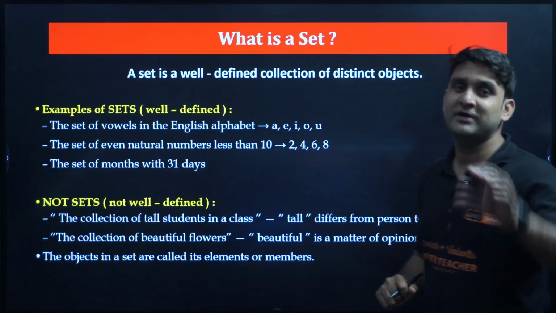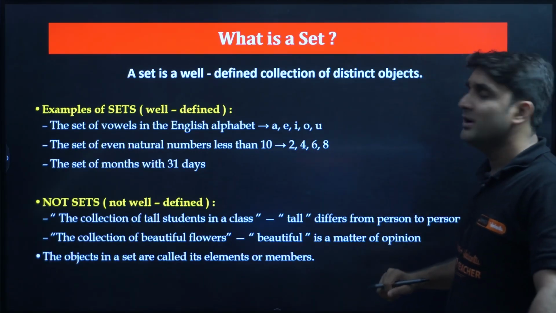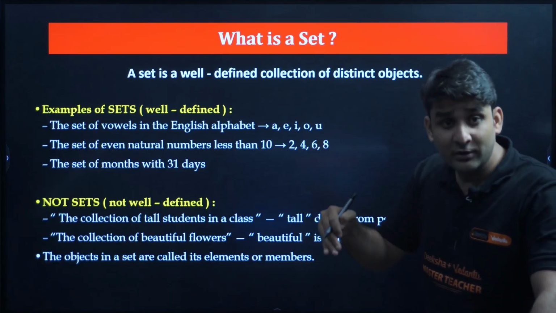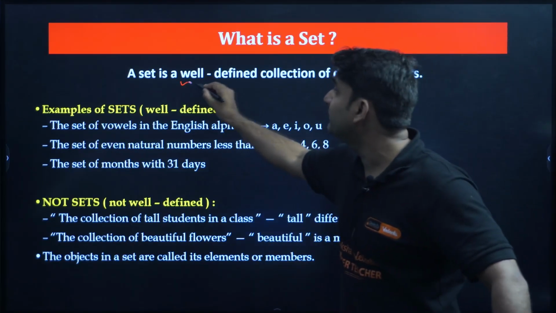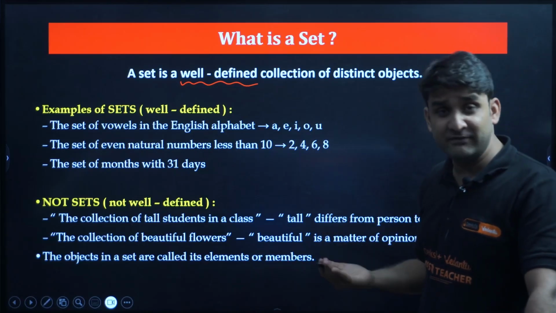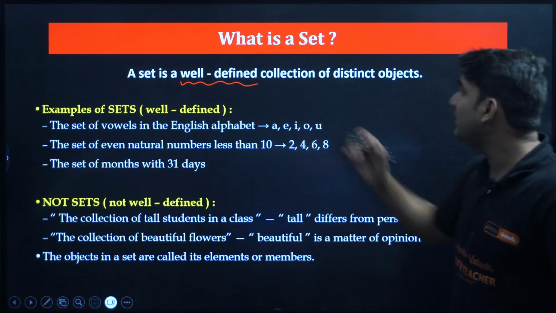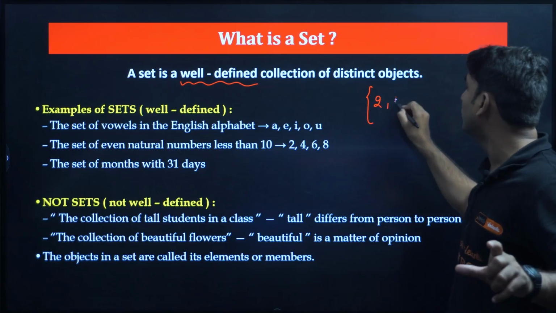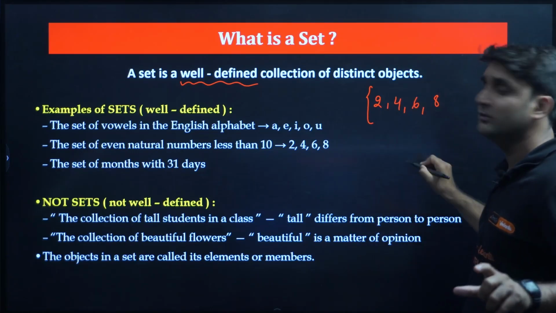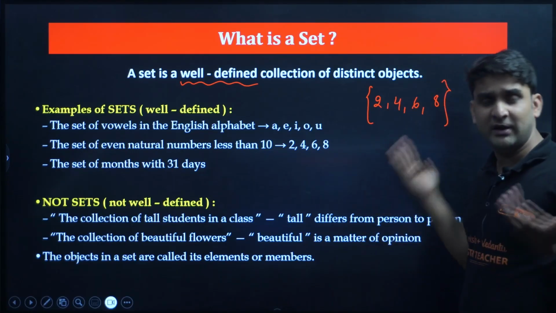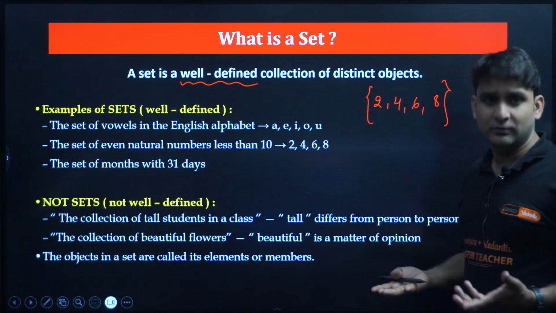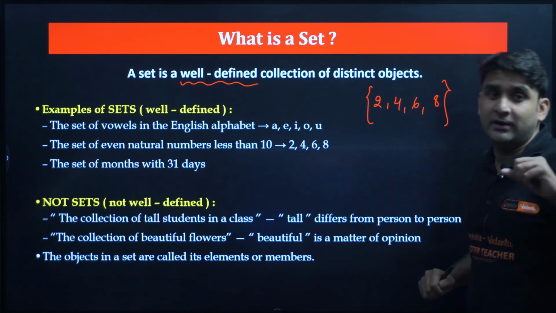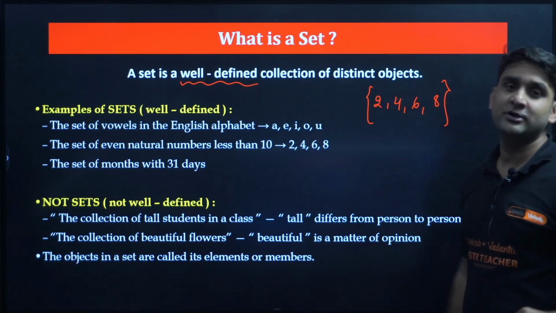Right everyone? For example, if I ask you, write the set of all the even numbers less than 10. Less than 10 means well-defined, and we can write all the even numbers less than 10. So what will be the even numbers less than 10? They will be 2, 4, 6, 8. So yes, this is well defined. We can write the set, which is valid to write. So basically a set is a well defined collection of distinct objects.